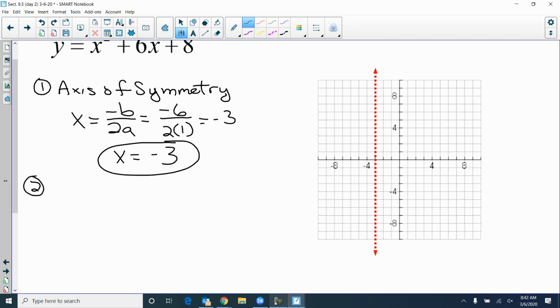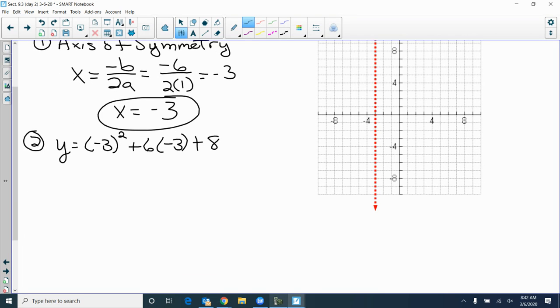Step 2. What's step 2 say? Remember, who can tell me how to find the vertex? Yep, right in that spot there. You plug in negative 3. So you get y equals negative 3 goes in for x. So it becomes negative 3 squared plus 6 times negative 3 plus 8. Now you simplify that. Make sure you put the negative 3 in parentheses.